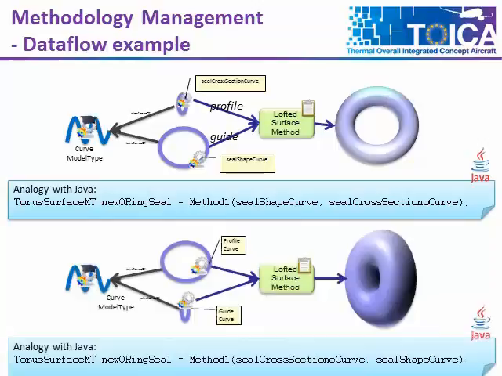If these are swapped around and you use the larger circle for the profile and the smaller one for the guide, you get a completely different output. So this is the rationale for why we need the data flows.